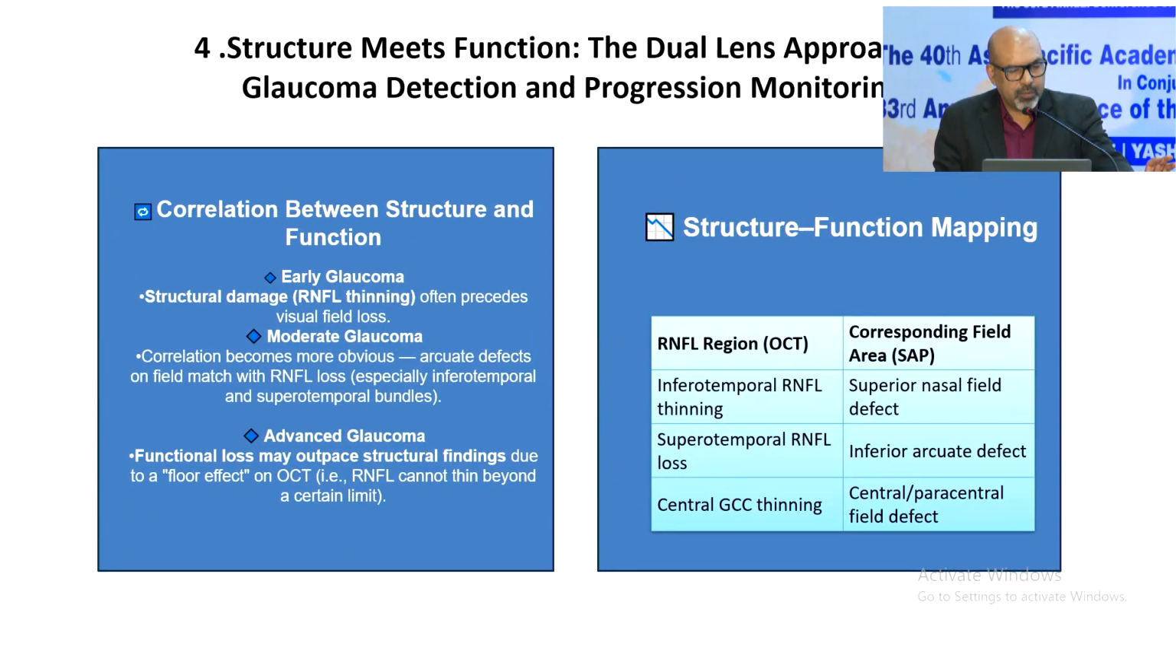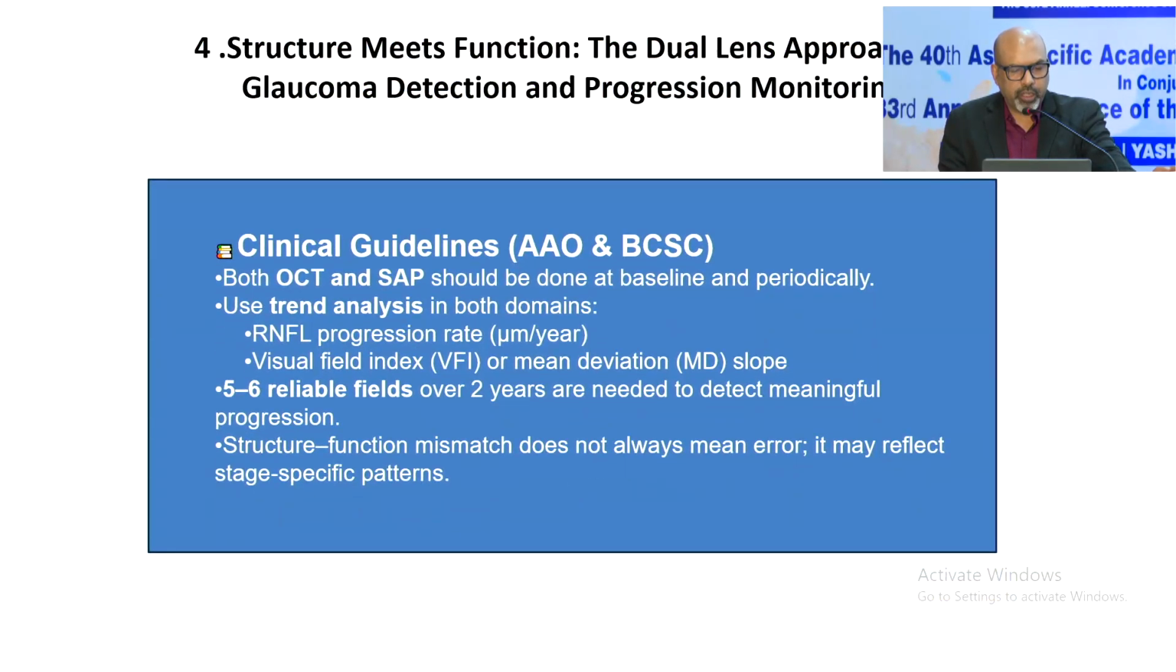Now, correlation becomes more obvious in the early stages. Structural damage often precedes the visual loss, so you'll see some changes in the structure but won't find much in the visual field. In moderate glaucoma, the correlation is more or less equal. But in advanced glaucoma, OCT reaches the floor effect and we don't find any changes, but the visual field goes on changing. So the guideline is that both OCT and SAP should be done at baseline and periodically. Trend needs to be seen rather than looking at the printout in isolation. 5 to 6 reliable fields have to be done to find this out.